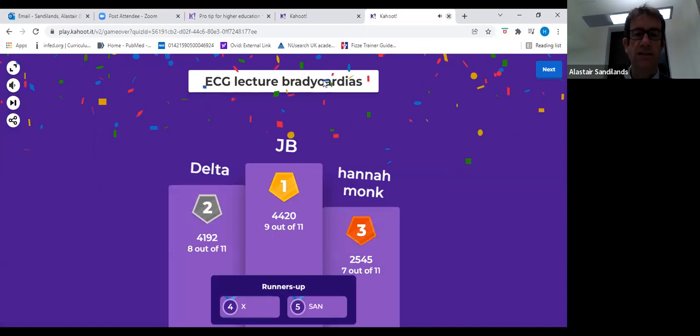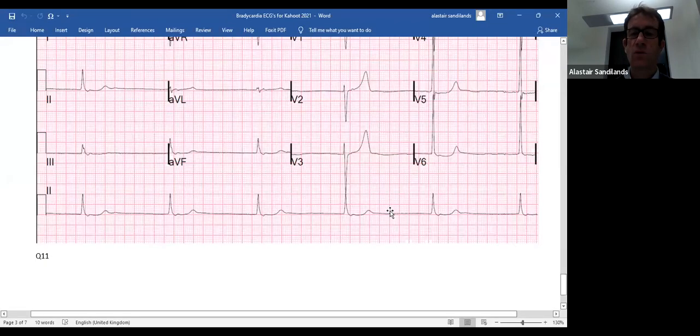We'll just go back to that last ECG just to show you. So a bradycardia, 1, 2, 3, 4, 5, 6, 1, 2, 3, 4. So 36 beats a minute. You have a narrow QRS, less than 3 small squares. Okay, it's a regular rhythm.